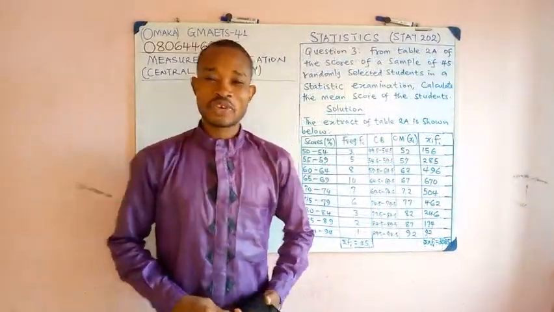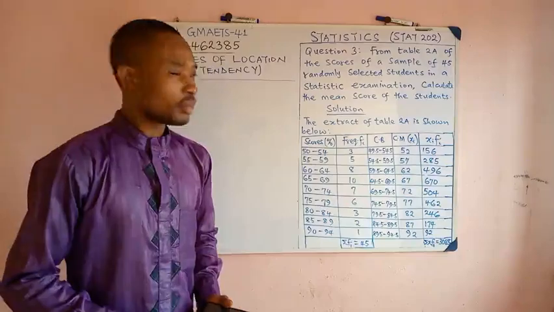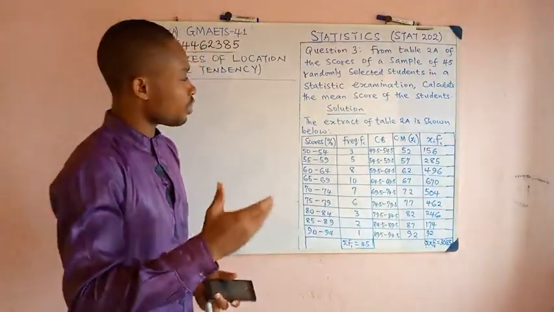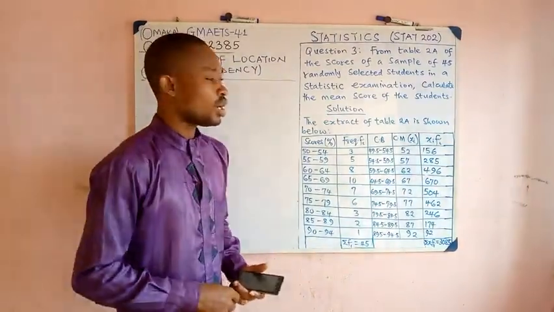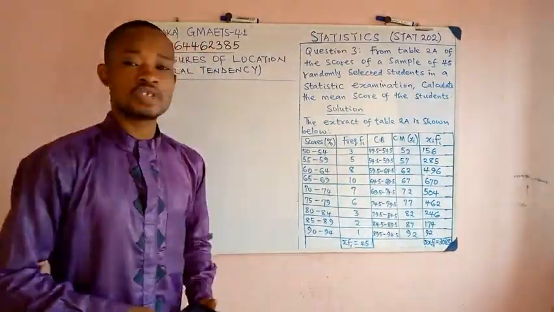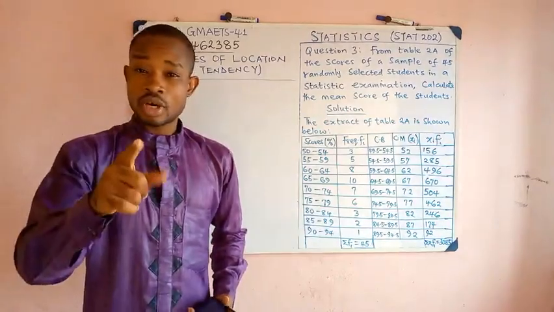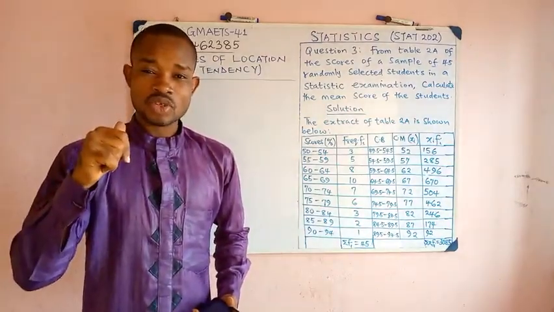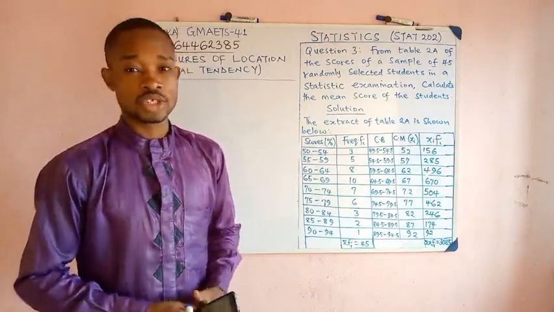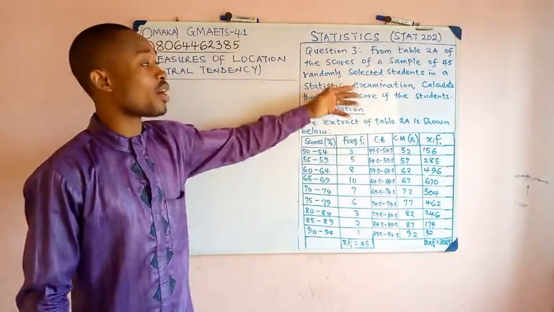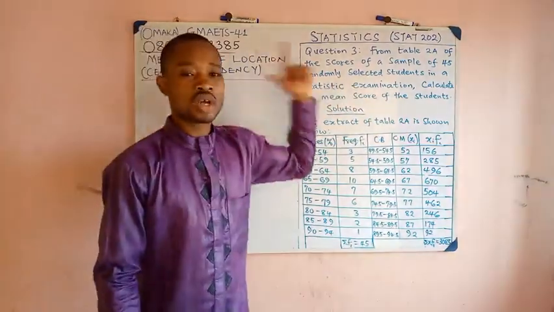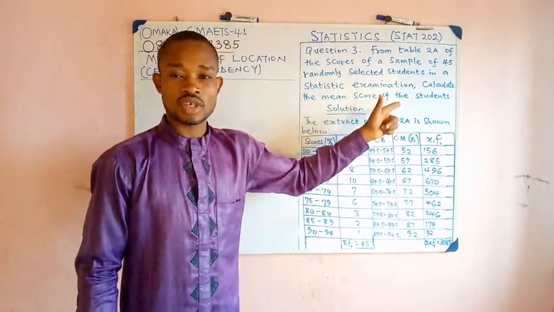We have question number 3 on the board. From table 2A of this course, of a sample of 45 randomly selected students in a statistics examination, calculate the mean score of the students. You would recall a past table we established for grouped frequency distribution, of 45 randomly selected students' scores, and we have been referred to that table to calculate the mean score of the students.